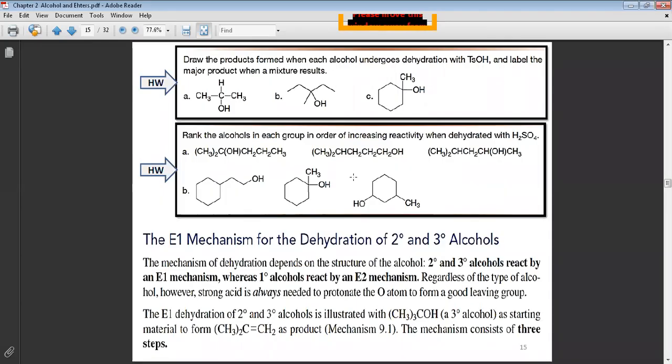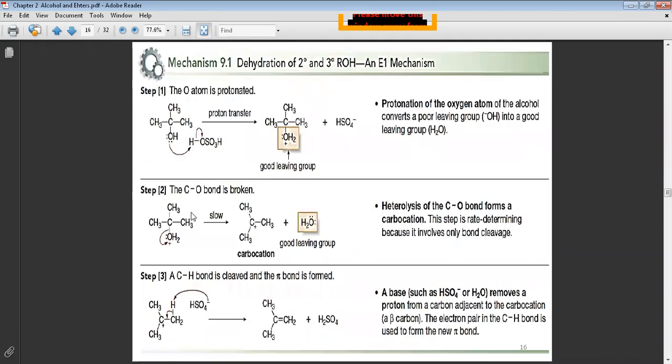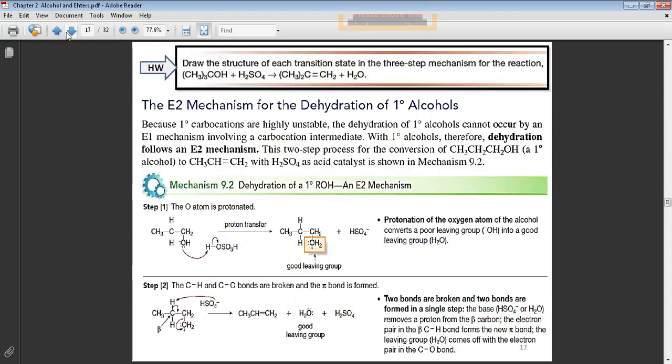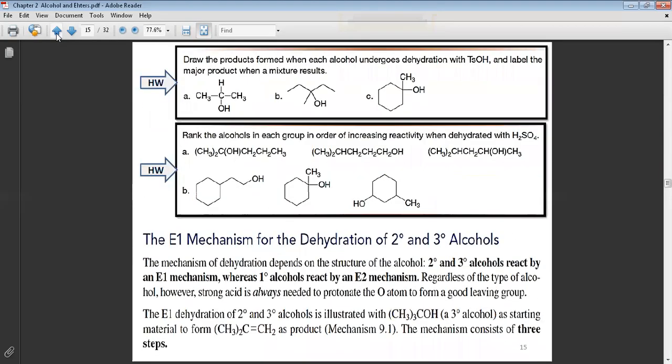We took this before. Also, I will give you the mechanism here. That's the mechanism again. This is the carbocation. If you have a tertiary alcohol, that gives you a tertiary carbocation and it will be more stable. Now take this: the E1 mechanism for the dehydration of secondary and tertiary alcohols.